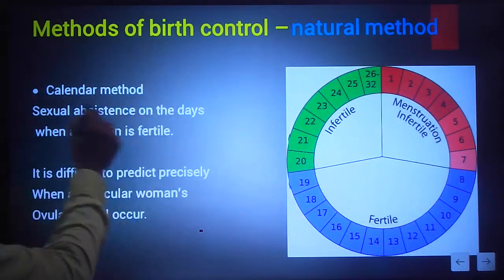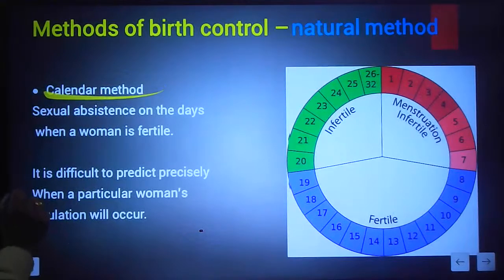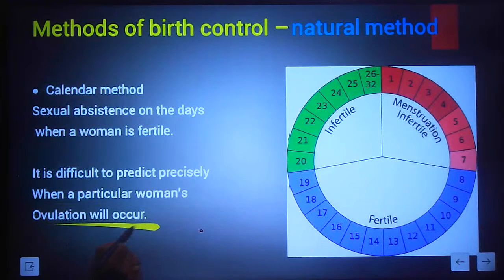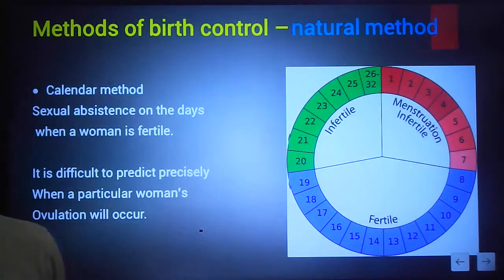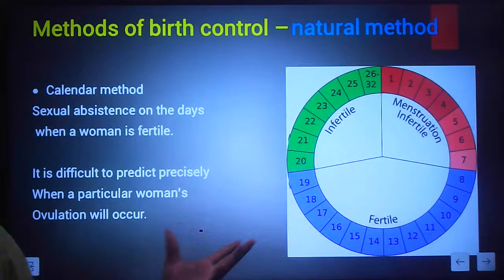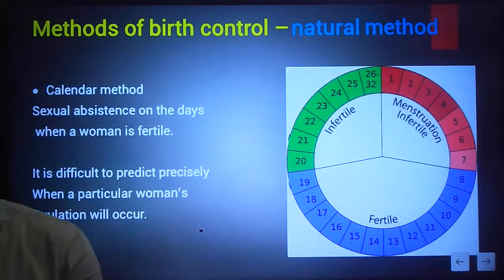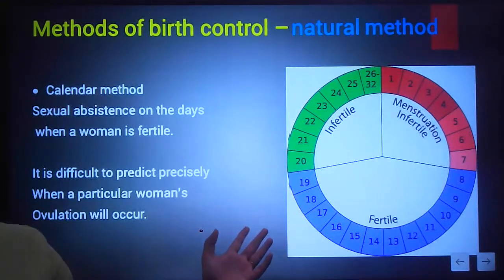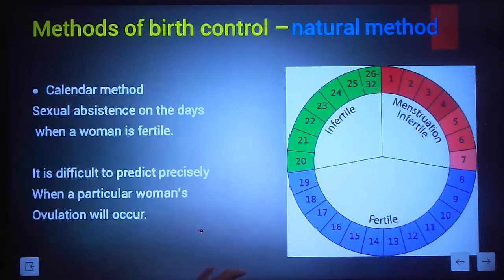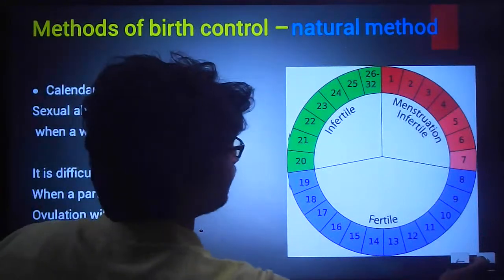And the disadvantage of the calendar method is that it is difficult to predict precisely when a particular woman's ovulation will occur. Sometimes it may not be so effective, even though she marks a calendar. We cannot give the assurance that it will work 100%. It may work 80%, and the remaining 20% it may not work. So we cannot trust the calendar method completely. It is very difficult to predict sometimes. It may go plus or minus 2 days, and the woman may still conceive. Okay, fine. So this is the calendar method.